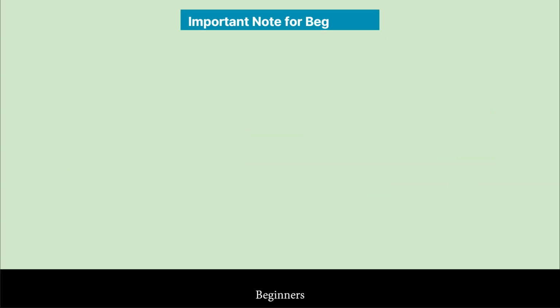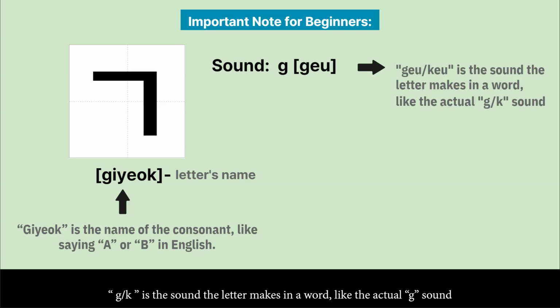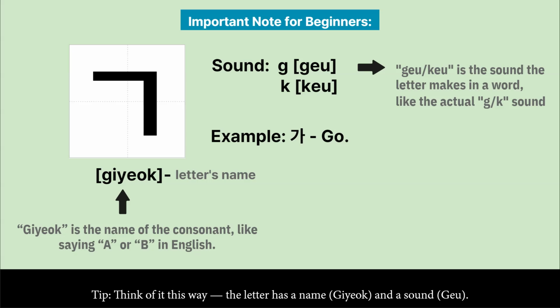Important note for beginners: giyeok is the name of the consonant, like saying A or B in English. You use this when learning or spelling letters. Kuku is the sound the letter makes in a word, like the actual G or K sound. Example: ka, go. Think of it this way: the letter has a name, giyeok, and a sound, ku. Both are important when reading or writing Hangul.